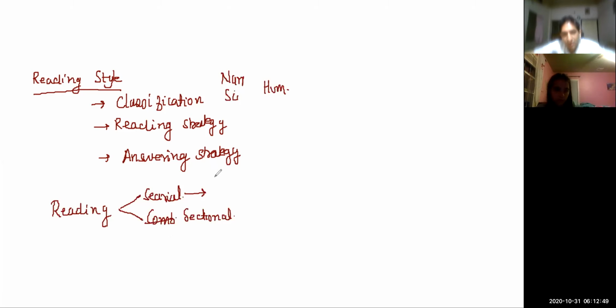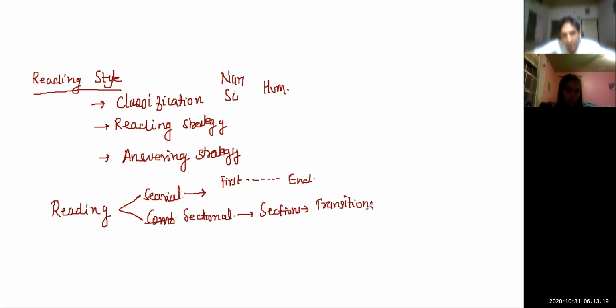Serial is you start from the first paragraph and then you keep on reading till you reach the end, the last paragraph. Like reading in a serial order, the way we do when reading a story or something. All right. So that is serial reading. Sectional reading is identifying the sections and transitions. So reading one section at a time and answering questions based on that. We also call this combing.